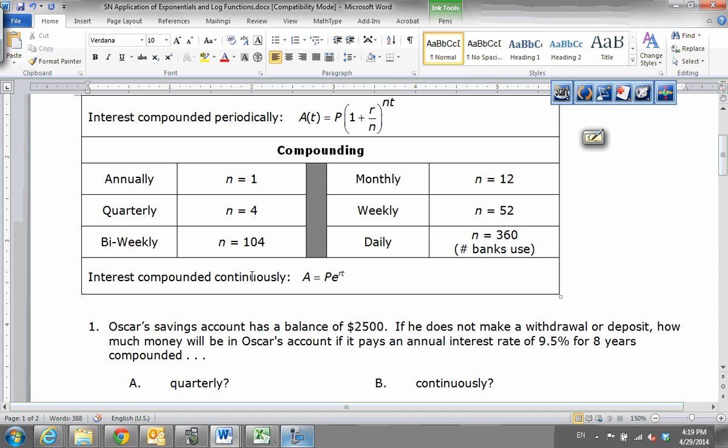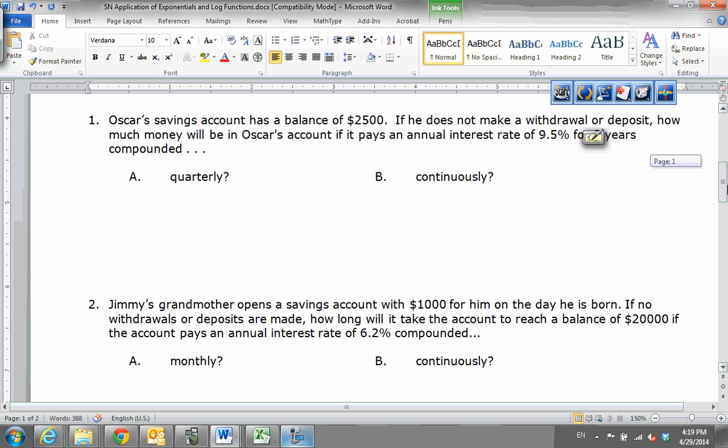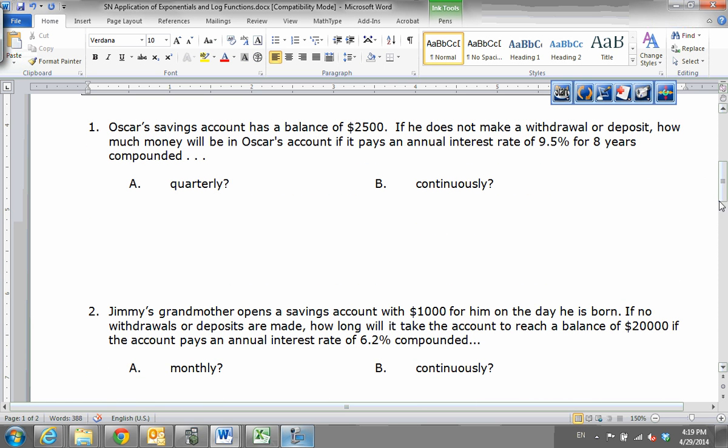If the problem says compounded continuously, that's when we're using that PERT formula that we talked about with natural log. You will need a calculator for this, so if you don't have one, pause it. And if so, let's go ahead and get started.